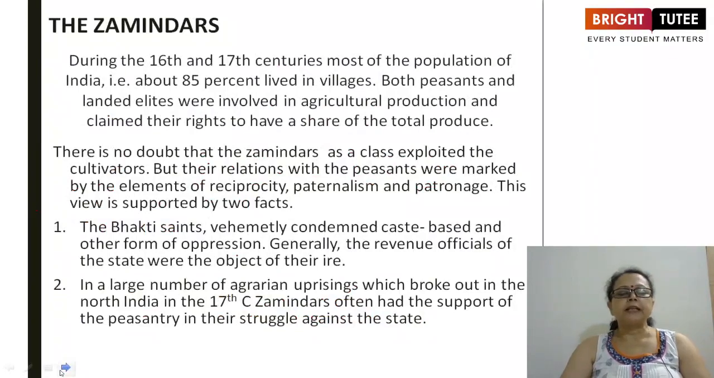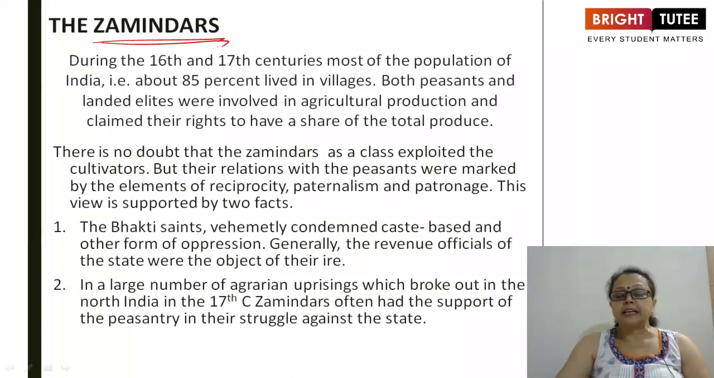Next, the very important thing comes in the context of the village: the Jamindars, this system. The Jamindars were a class of landowners who lived off agriculture but did not take part in the process of agricultural production. They are not the cultivators, they are not the tillers of the land. They are the owners of the land.